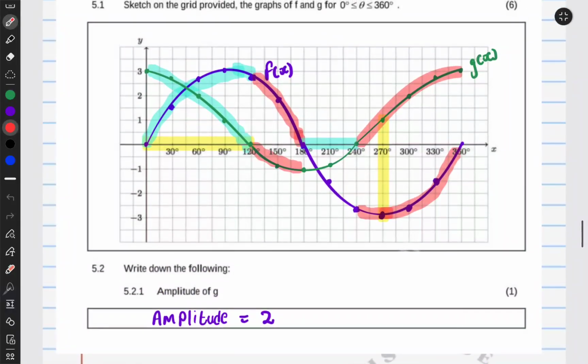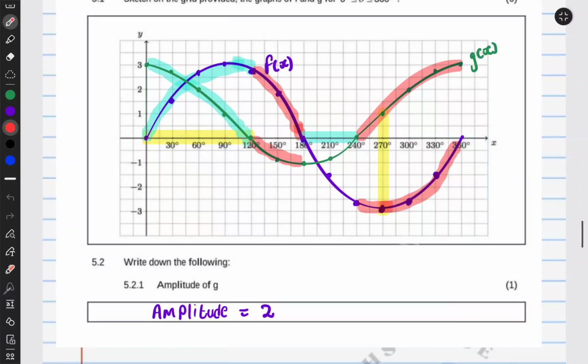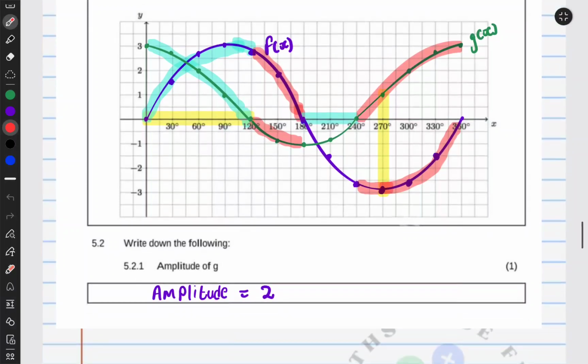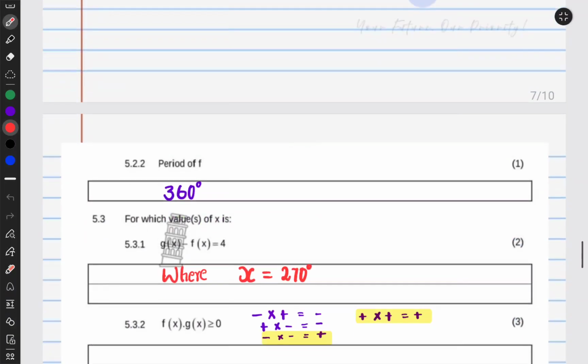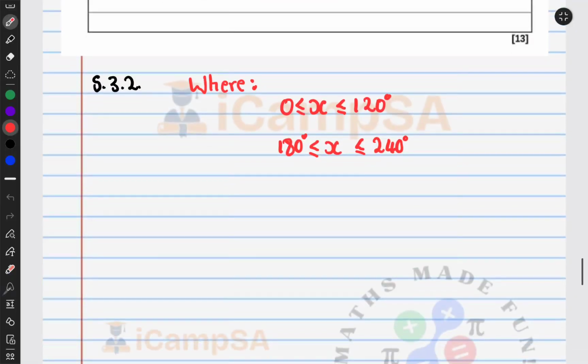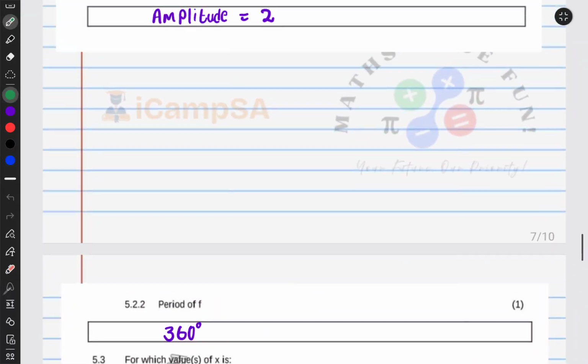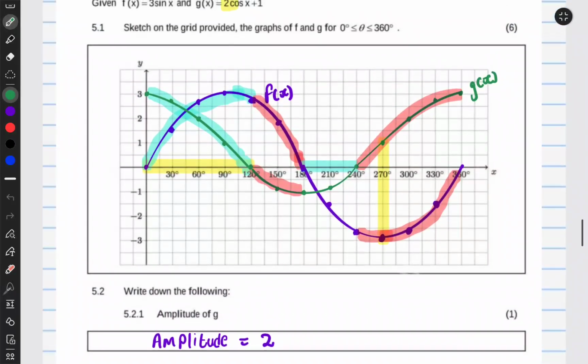And then the last interval is where x is equal to 360 degrees. And all of those are your answers. So I guess it's 1 mark for each, 1 mark for each, 1 mark for each. Okay, that is 5.3.2. Let me remove these.